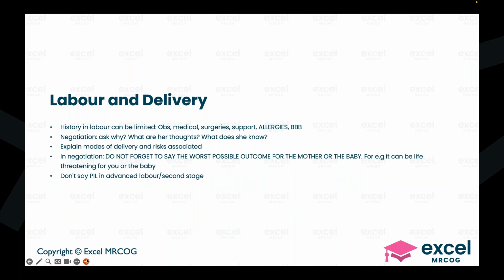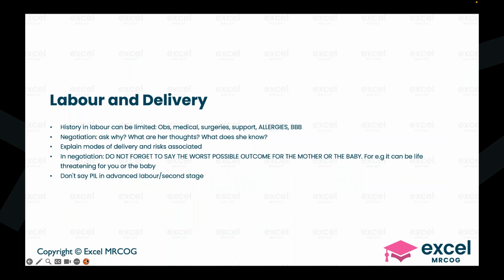What is going to affect your management in labor is what you're going to ask. Whether she's having a medical problem, whether any previous surgeries like a previous cesarean. What has her pregnancy history been? Whether she has someone with her right now, whether she has any allergies to drugs. These are the things that will affect your management in labor. So ask only those. Okay.